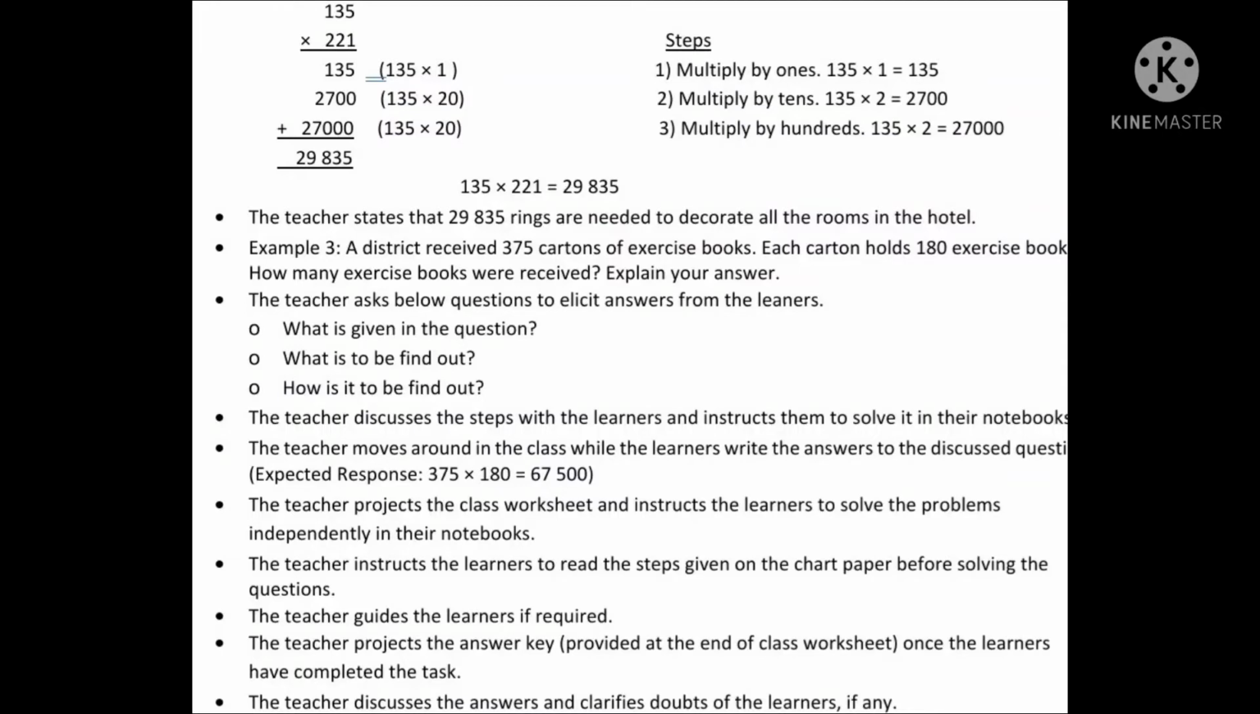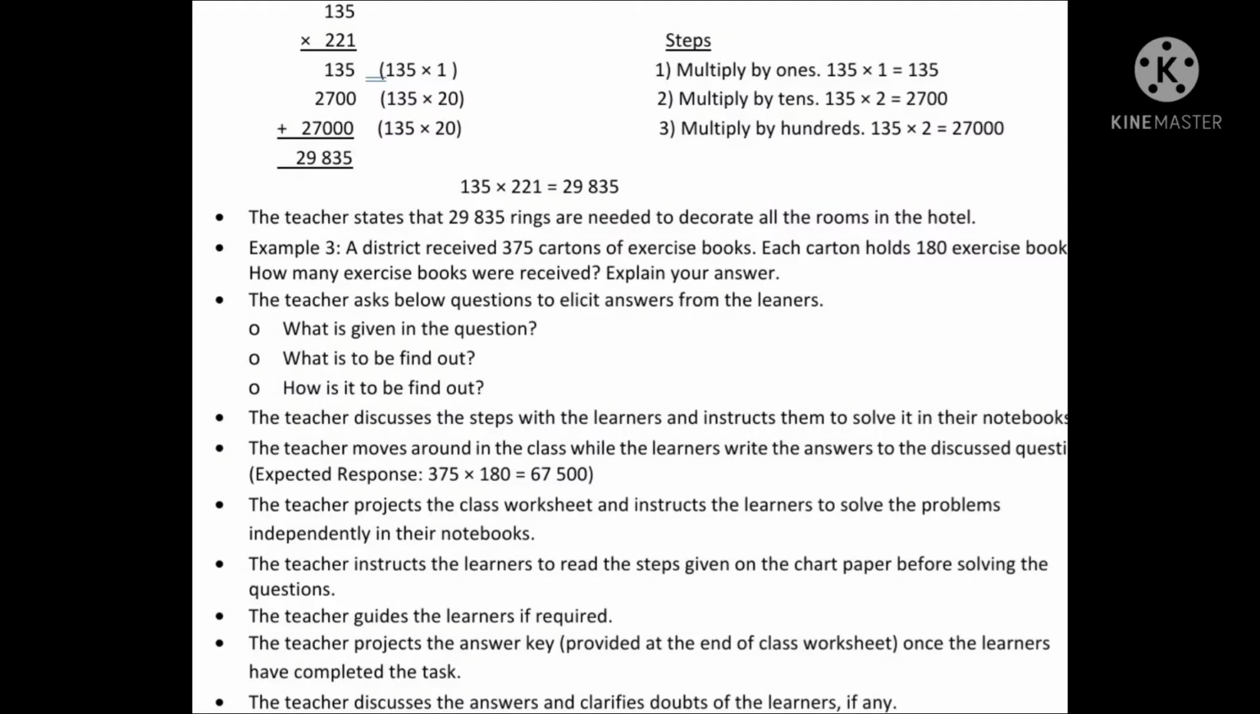Then teacher proceeds to discuss example number 3. A district received 375 cartons of exercise books. Each carton holds 180 exercise books. How many exercise books were received? The teacher asks the below questions to elicit answers from the learners. Question 1. What is given in the question? Question 2. What is to be found out? Question 3. How is it to be found out?